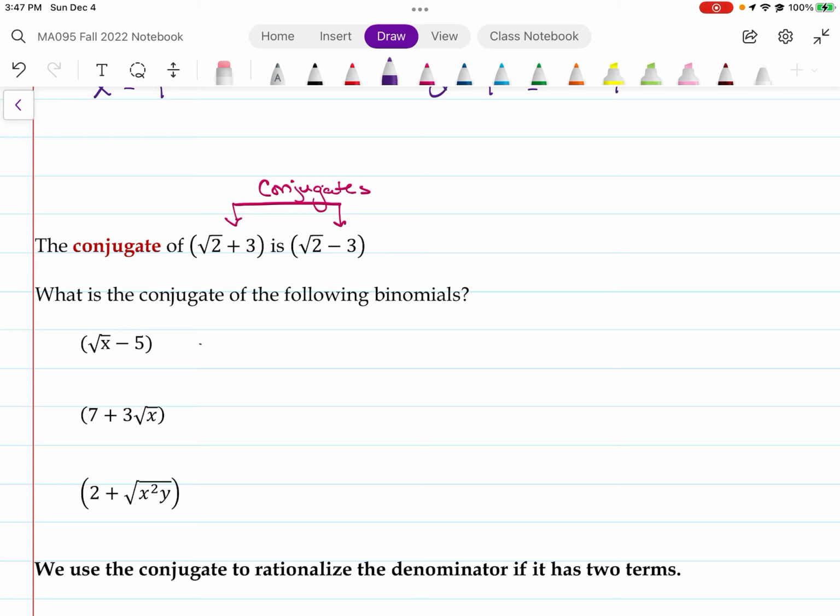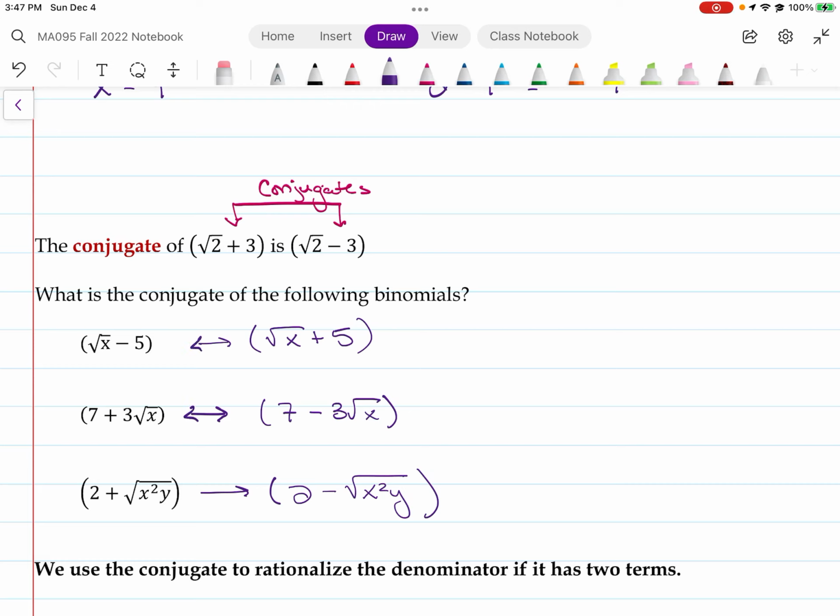All right, so for this one, the conjugate is going to be the square root of x plus 5. And you can put parentheses around it if you want, so it really looks like a binomial, because it is. All right, and this one is going to be 7 minus 3 square root of x. Notice you don't change the first term. You only change the sign in between the terms. Don't change the first one. It stays the same. Just change the sign in between the two terms, and those are conjugates. Okay, so these are conjugate pairs with each other.